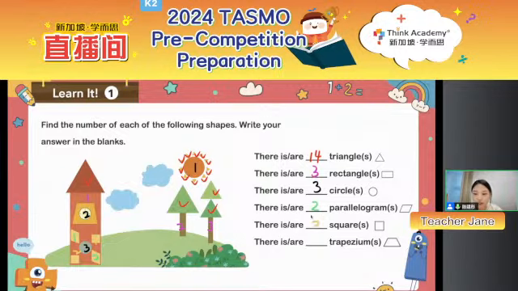And then how about the trapezium? How many trapeziums are there? Okay, so we can see there is 1 trapezium only, right? So we write down 1 here. And then everyone, let's move on.